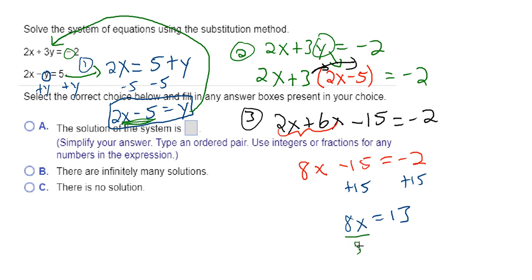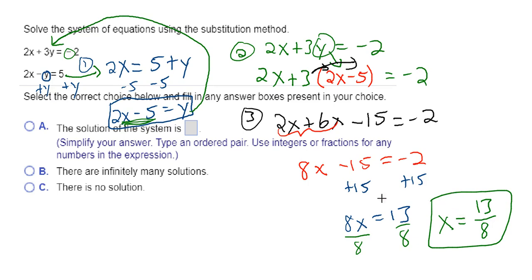This does not work out to be a nice answer. We divide by 8 on both sides, and we get x is equal to 13/8. That's going to happen sometimes. Again, it doesn't have to work out to be a nice answer every time. So that's what we get for x.